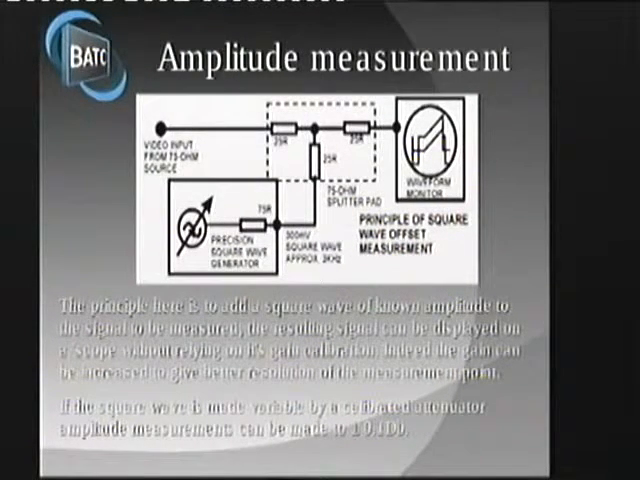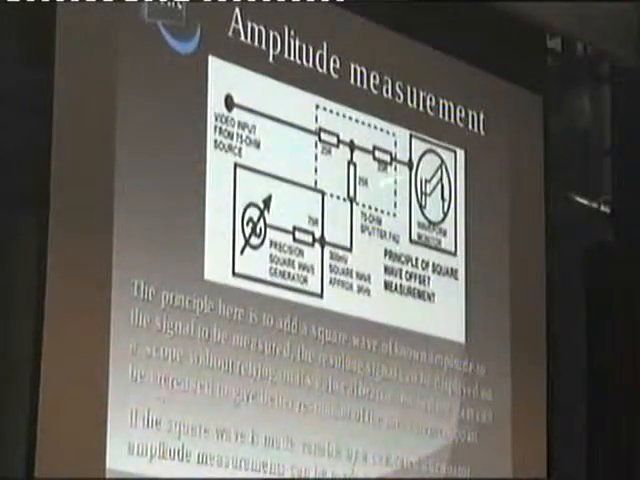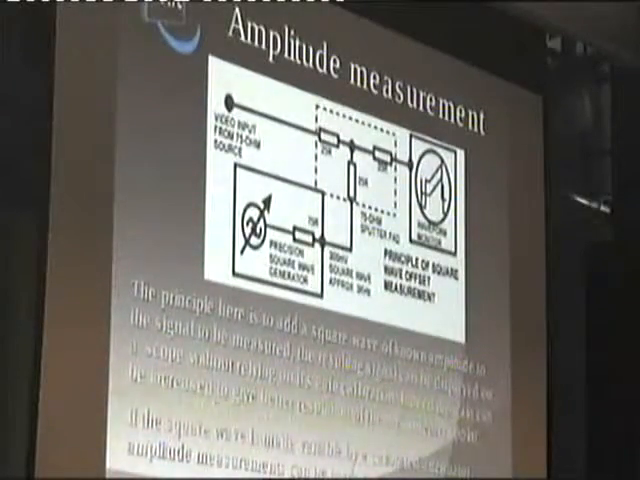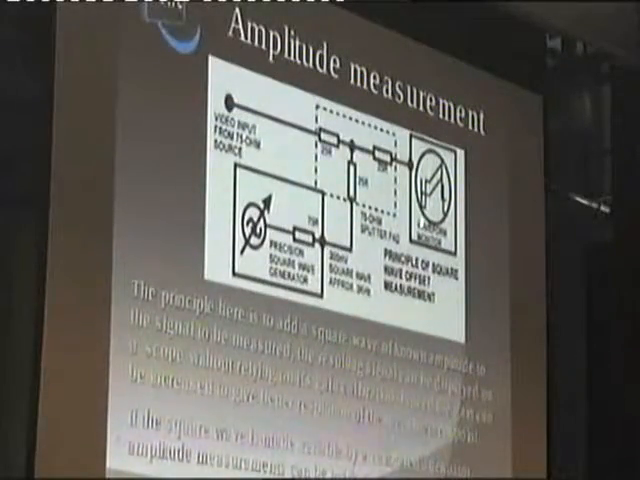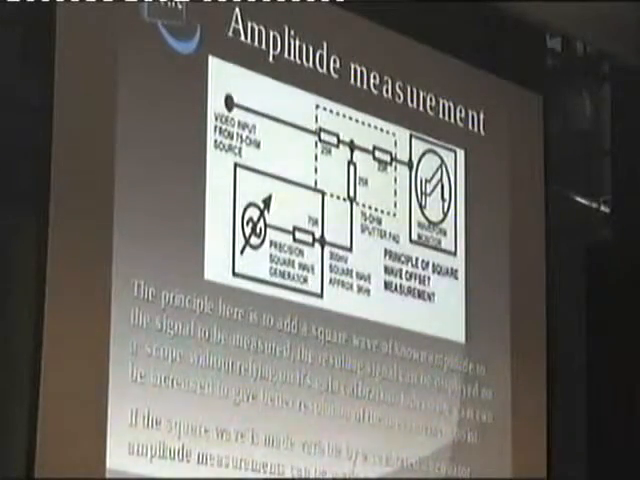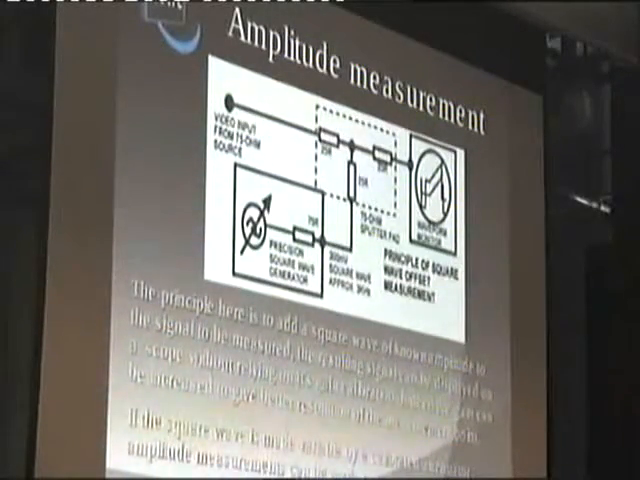Now it works like this. You make a precision square wave. You feed it into a three-way pad, and your video goes in there, and the output is connected to any old scope, will do. It doesn't matter about its calibration, what the gain's set to, the graticule, because what you're looking at are two superimposed waveforms which are separated by the amplitude of the square wave generator. So that gives you your precision.